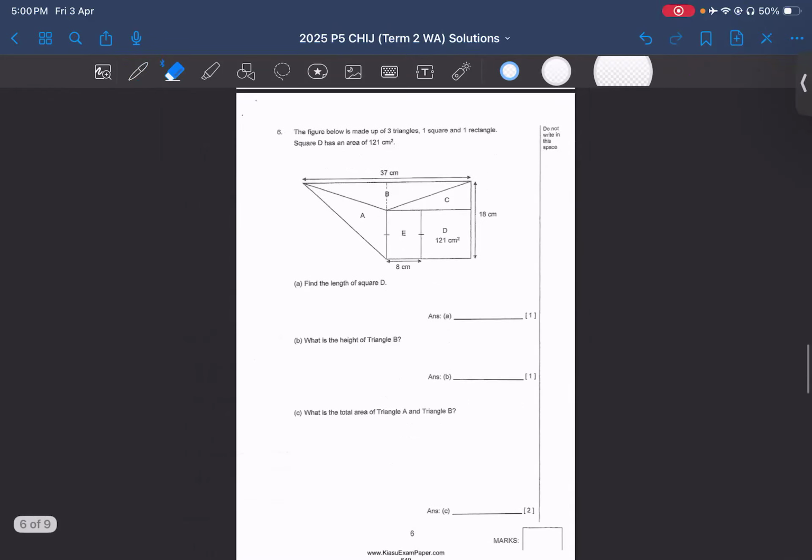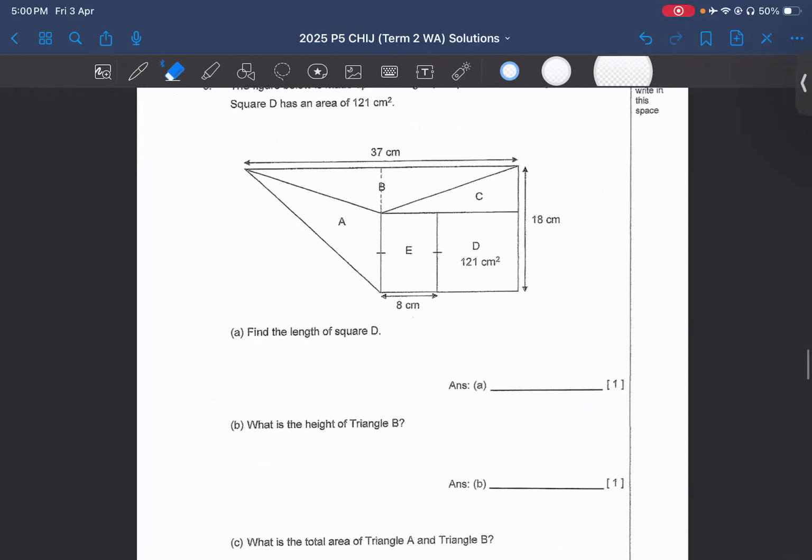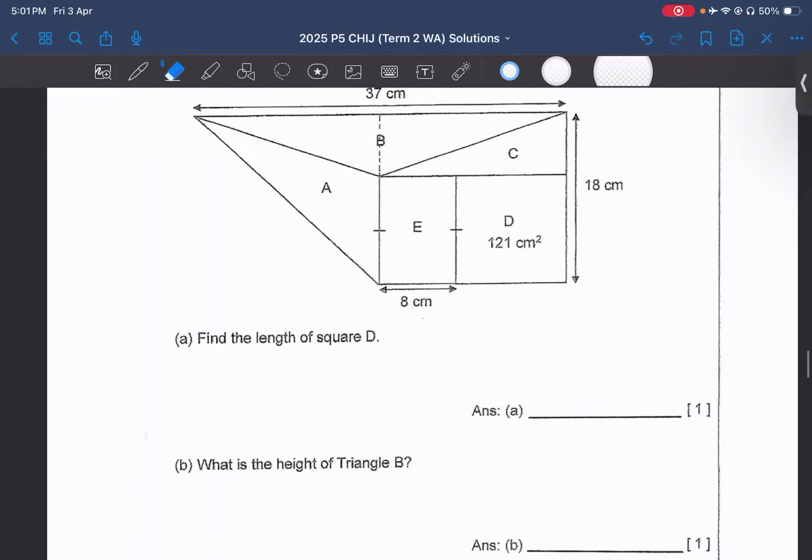Okay, let's move on to question 6 now. So the figure below is made up of 3 triangles, 1 square, and 1 rectangle. And they're given the area of square D as 121 square centimeters. So find the length of square D.